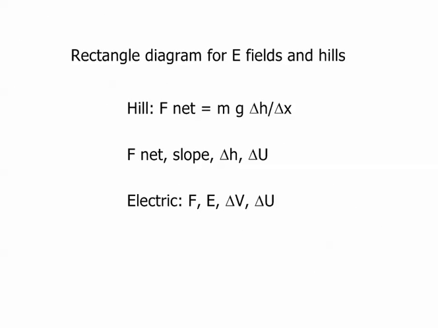So in summary, we've talked about the rectangle diagram for electric fields and hills. For the hill, we had this formula that the net force was approximately equal to mg delta h over delta x, and that gave us a diagram that had net force, slope, change in height, and change in gravitational potential energy. And the electric field gave us a diagram that had electric force, electric field, the change in electric potential, and the change in electric potential energy.